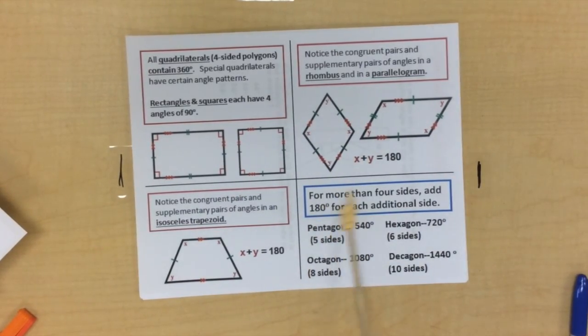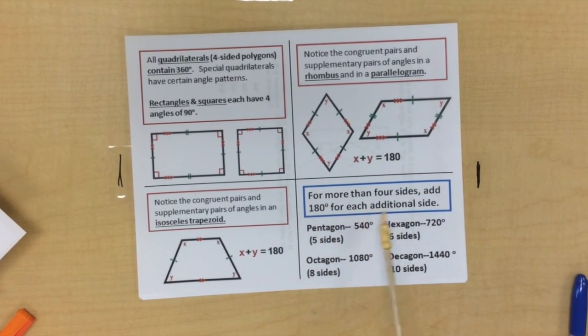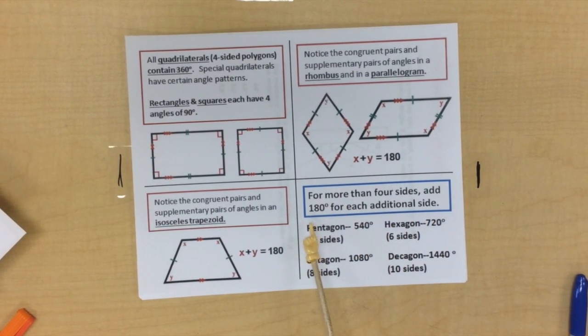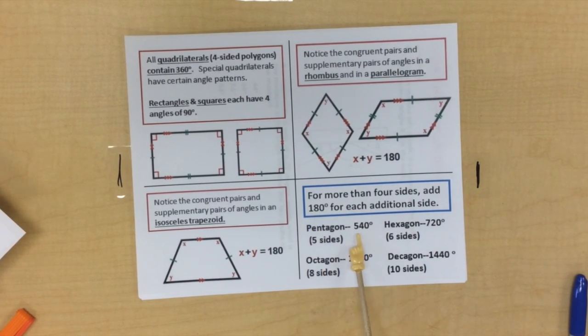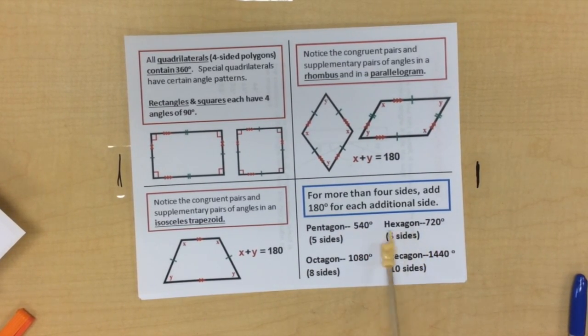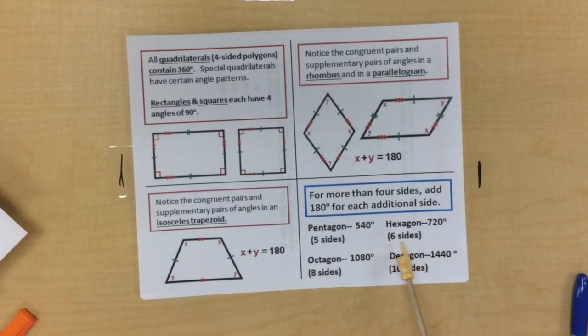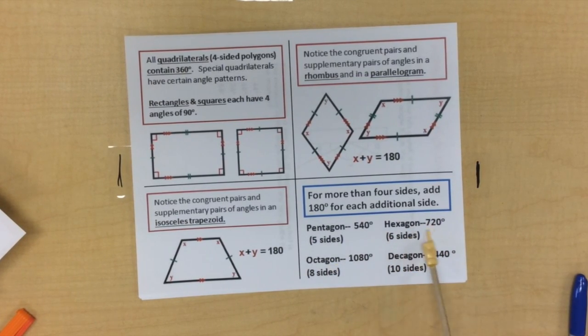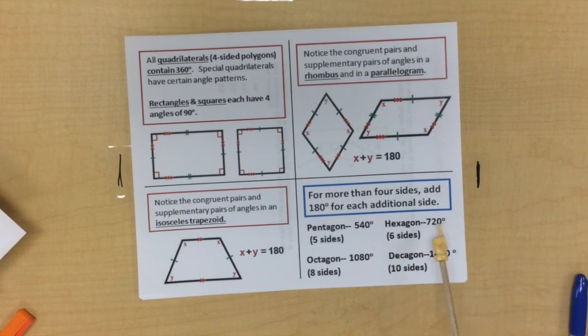Then every now and then they go above four sides. If you want more than a four-sided figure, just add 180 for each additional side. So if you take 360 for a four-sided and add 180 to 360, you get 540 for the pentagon, which is 5 sides. Add another 180, that'll be 720, that'll be your hexagon of 6 sides. The heptagon is not usually used too often, almost 7 sides. So if we want to go to 8 sides, we're at 6, we have to add 180 twice. 180 plus 720 is 900, plus another 180 is 1080 for the octagon.